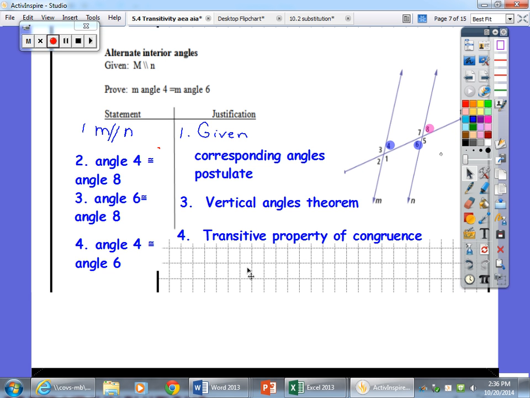Now this gives us the alternate interior angles theorem, which says if two parallel lines are cut by a transversal, the alternate interior angles will be congruent. And let's look at what they mean by alternate interior angles. They are on opposite sides of the transversal, and they're inside the parallel lines. So remember, the exterior ones were outside of the parallel lines and on opposite sides of the transversal, whereas the interior ones are inside the parallel lines and on opposite sides of the transversal.